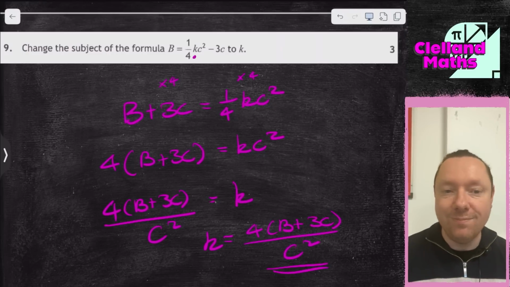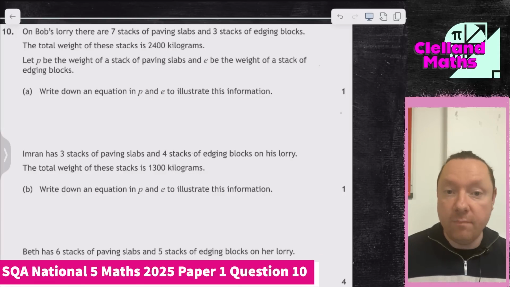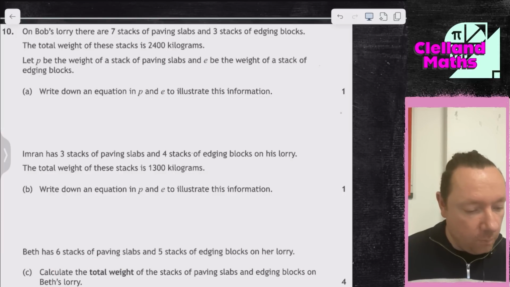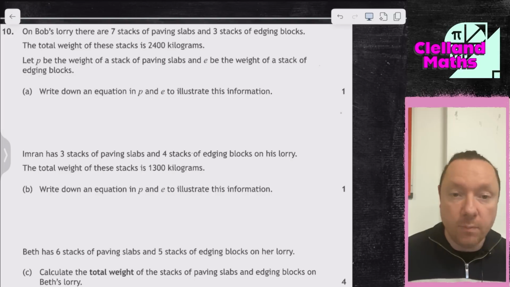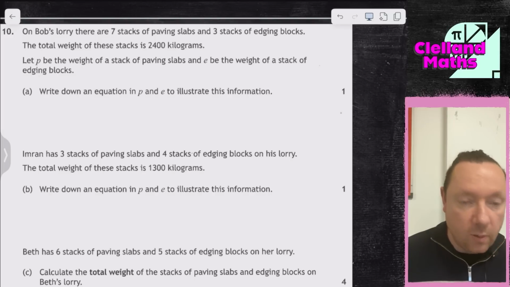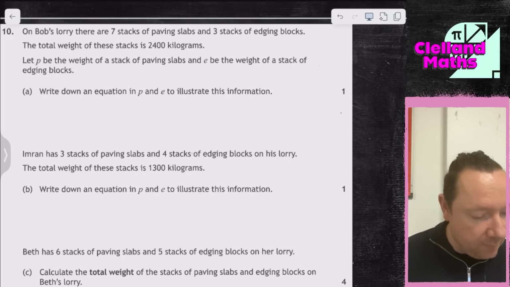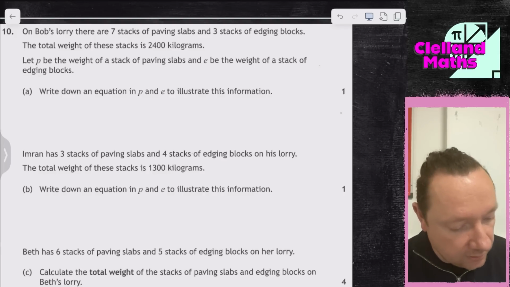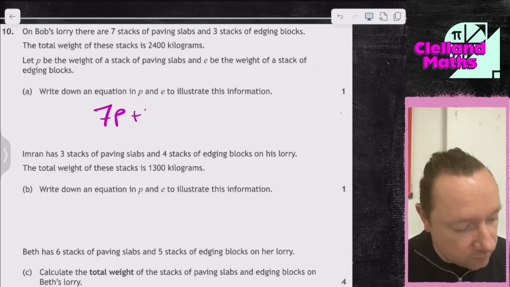And we're done there. SQA National 5 Maths 2025, Paper 2, Question 10. On Bob's lorry are 7 stacks of paving slabs and 3 stacks of edging blocks. The total weight is 2,400 kilograms. Let P be the weight of a stack of paving and E the weight of a stack of edging. Write down an equation for P and E. Well, that's easy enough. 7P plus 3E equals 2,400.